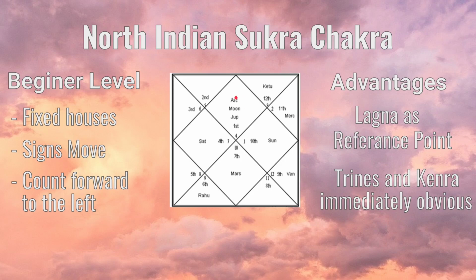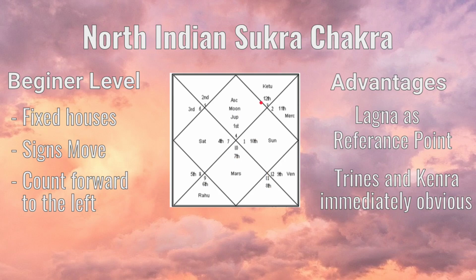The count of houses goes to the left, right? So it moves counterclockwise. So we have the first house, second house, third house, fourth house, fifth house, sixth house, seventh house, eighth house, ninth house, 10th house, 11th house, and 12th house. With this chakra, the Kendra, or the houses 1, 4, 7, 10, are immediately obvious. And the trine, or any trine, are also extremely apparent.